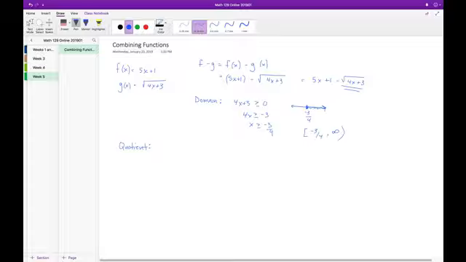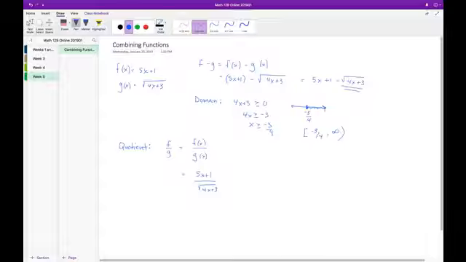So let's say we are being asked to find, how about f over g? So again, this means f of x over g of x. So subbing in f of x, that's 5x plus 1, replacing g of x with square root of 4x plus 3. Okay, so remember the numerator can be anything, but I can't divide by 0.